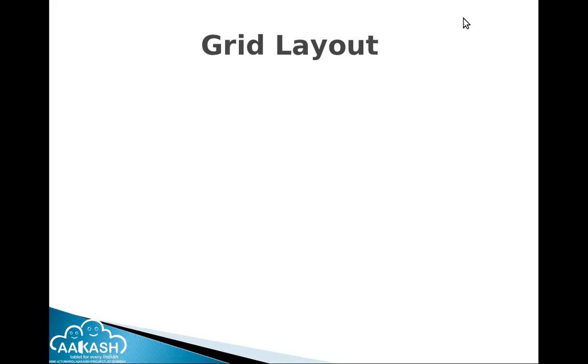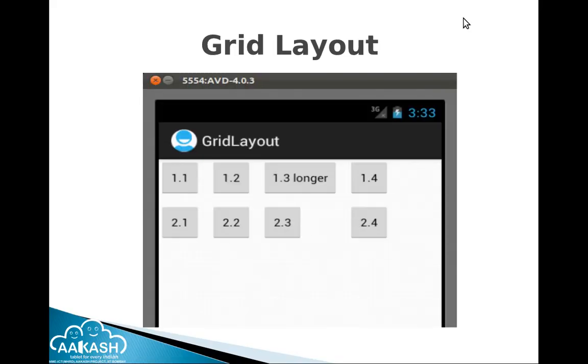Grid layout. In grid layout, components are arranged in the form of rows and columns. So these are the 2 rows and 4 columns. In this, as you can see, the button 1.3 is slightly longer, and the button just below it, 2.3, does not occupy the whole space. It occupies space as required by its content.